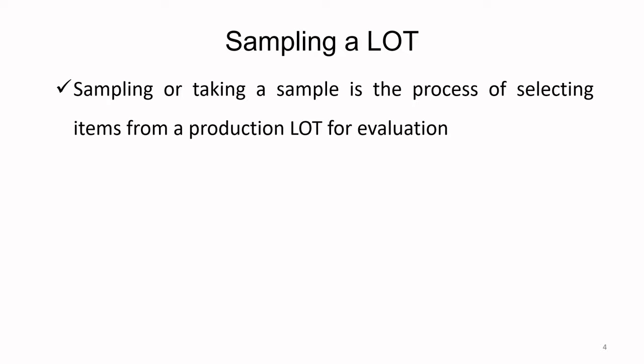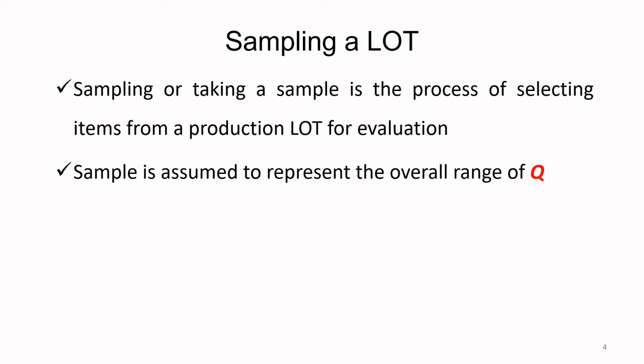Now, sampling or taking a sample is the process of selecting items from a production lot for evaluation. A sample is assumed to represent the overall range of quality. And sampling is a critical process. If you have 5,000 pieces, you can't be checking all the pieces. As a factory, when you're making 5,000 pieces, you will have to check all the pieces. But an inspector coming from outside to check whether those 5,000 pieces are correct or not is not going to check all the 5,000 pieces.